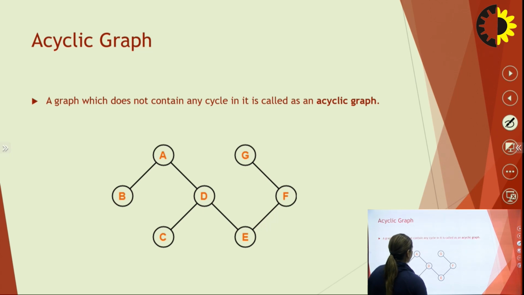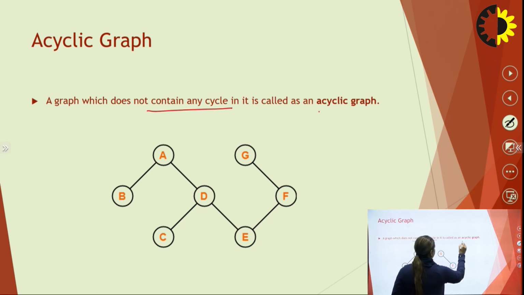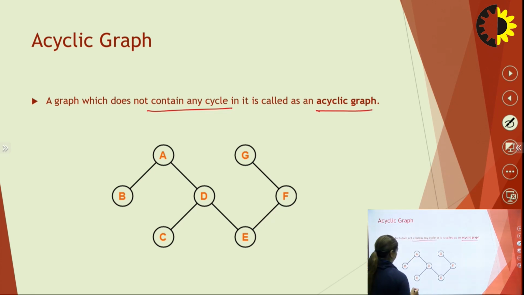Acyclic graph: there is no path which is a cycle here, meaning no way to make a cycle in that particular graph. A graph which does not contain any cycle in it is called an acyclic graph, right?